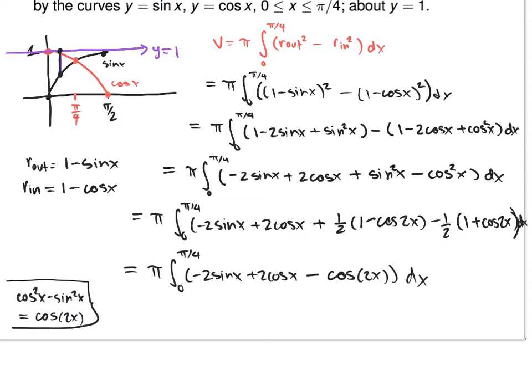Okay, now can we finally integrate? I don't know why I sounded whiny because I made this problem up. So what's the antiderivative of negative 2 sine x? 2 cosine x. Plus 2 sine x, do you agree? And then plus, minus a half sine of 2x, from 0 to pi quarters.